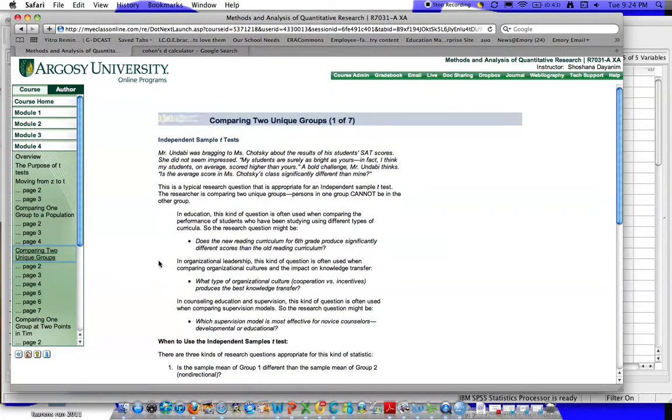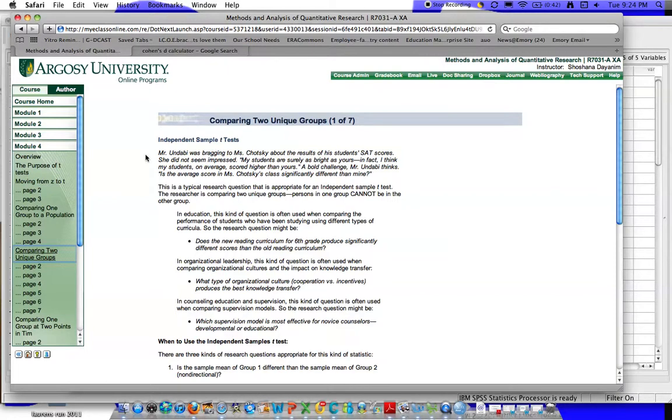Okay, now we are going to learn how to run an independent sample t-test. When you have two different groups and you want to compare the mean scores, then you can use an independent sample t-test to do this. Now let's look at this example.